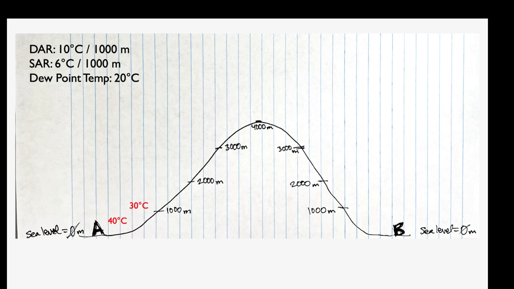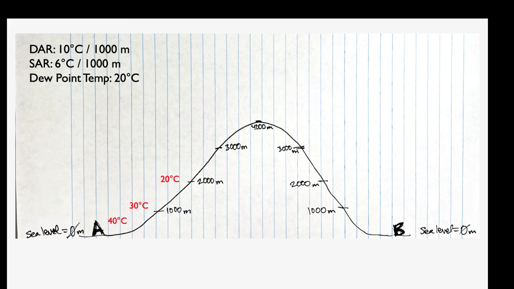Since we have not reached the dew point temperature, we continue using the DAR as we increase in altitude. Because we know the change is 10 degrees Celsius for every 1,000 meters, we can just change the temperature by 10 degrees every increase. So, 30 degrees Celsius minus 10 degrees Celsius equals 20 degrees Celsius. Now that we've reached 20 degrees Celsius, our dew point temperature, we need to change to the SAR, or saturated adiabatic rate. Using that rate, we can continue upward in altitude.